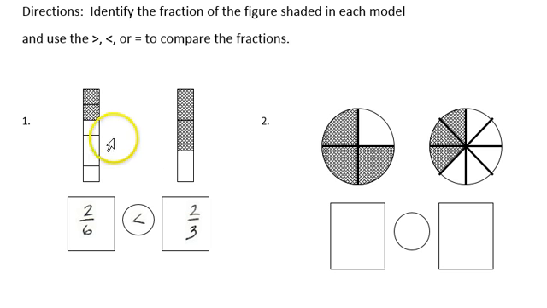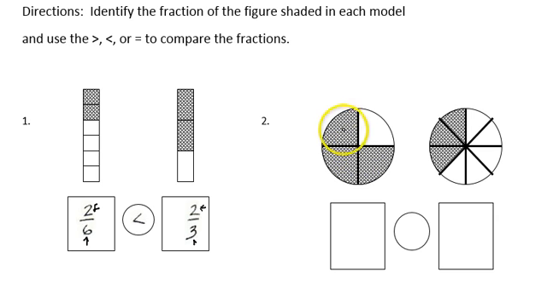I have two rectangles. Each rectangle has been shaded to represent a fraction. The first rectangle is showing us 2/6. The whole was divided into 6 equal pieces, and 2 of those are shaded. The second whole was divided into 3 equal pieces, and 2 of those were also shaded. And you can see that 2/3 is greater than 2/6, or 2/6 is less than 2/3.